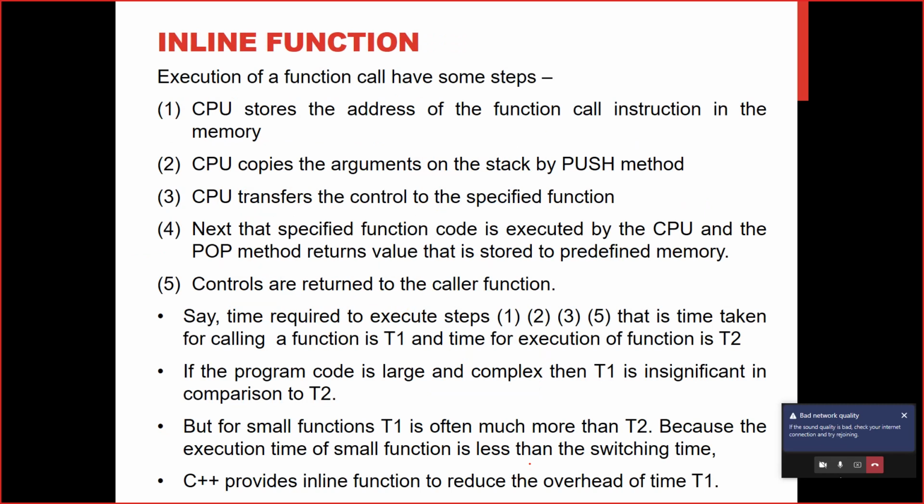This is a very interesting one. Briefly, if we call a function, there are some steps to be executed. Whenever any function is called, the CPU first stores the address of the function call in the memory, and then it copies the arguments that are passed on the stack by push method. All of you know this. Then the CPU transfers the control to the specified function. Next, the function code is executed, and pop method will return the value that is stored in the predefined memory. And finally the control is returned to the caller function.